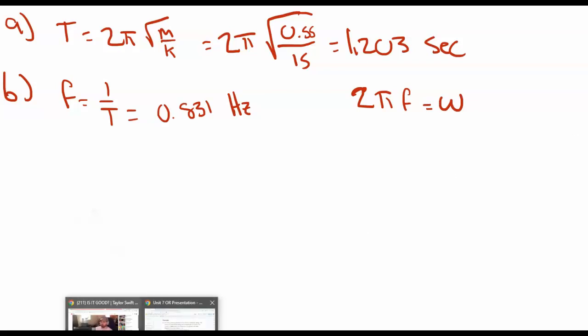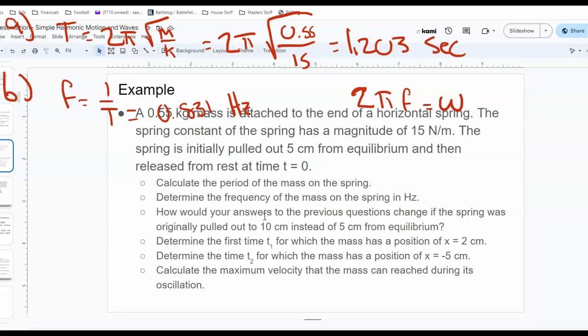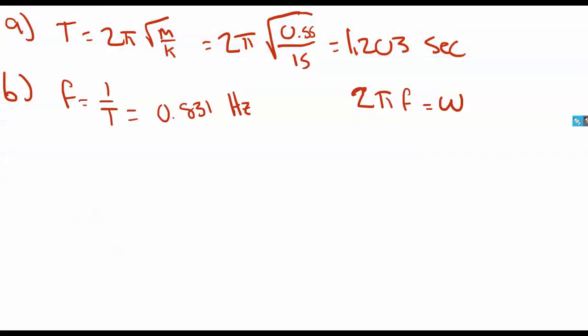Going to the next question, it says, how do your answers to the previous questions change if the spring was originally pulled out to 10 centimeters instead of 5 centimeters from equilibrium? I don't have really much to write down here. If we change the amplitude, originally the mass is pulled out to 5 centimeters and let go, so the amplitude is 5 centimeters. The question is basically asking what would happen to the period and the frequency if you double the amplitude. And the answer is nothing would change.